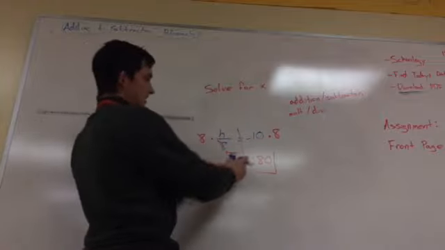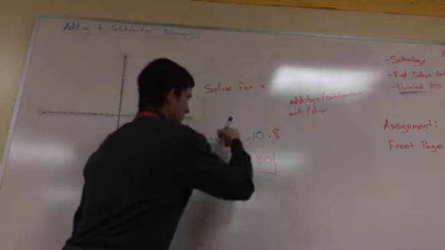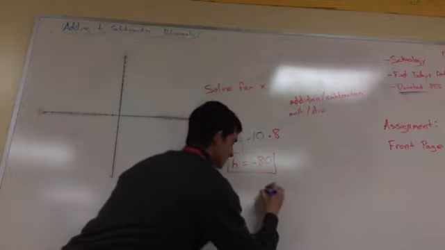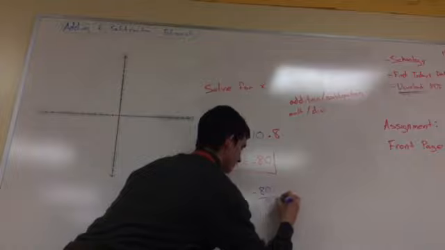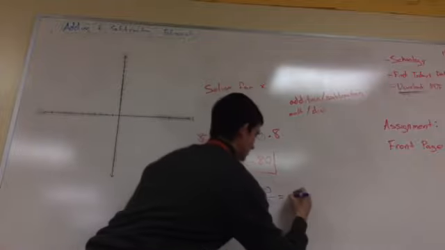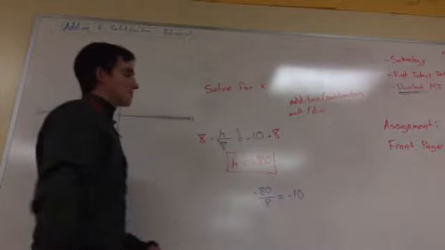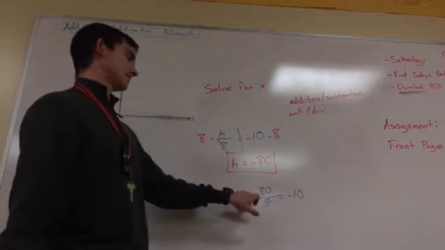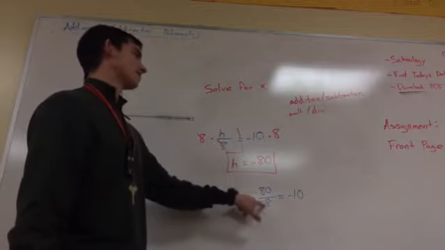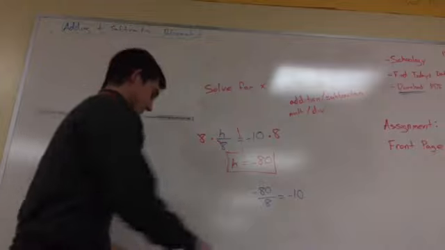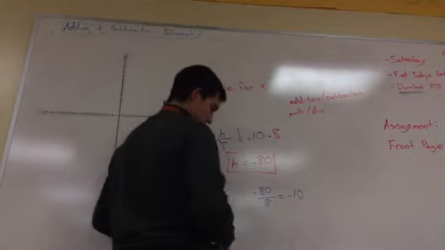So if h is negative 80, then is negative 80 divided by 8 negative 10? If you don't know, just type it into your calculator. But yeah, 8 goes into 80 10 times. Negative 80 divided by 8 would be a negative 10. All right, so that all checks out.